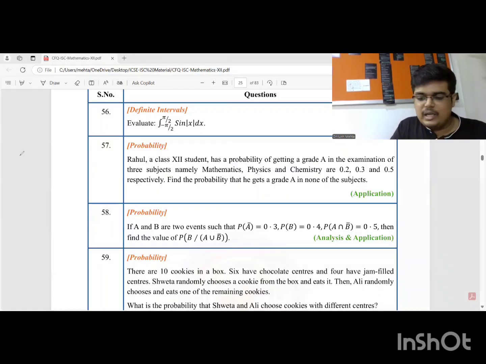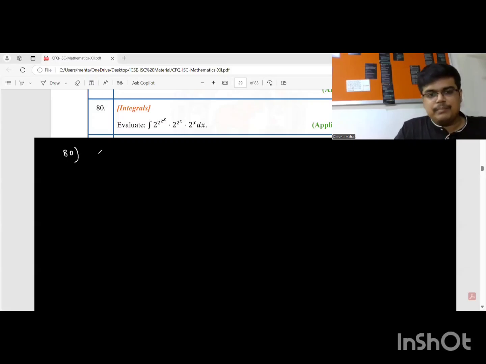Next, we'll take question number 80. In question 80, we have to integrate this. You might find it tricky, but it's actually an a raised to x formula. If you know integration of a raised to x, then this is not that difficult. So, students, I'll take this function as t. It's a substitution based question. We'll assume 2 raised to x as t.